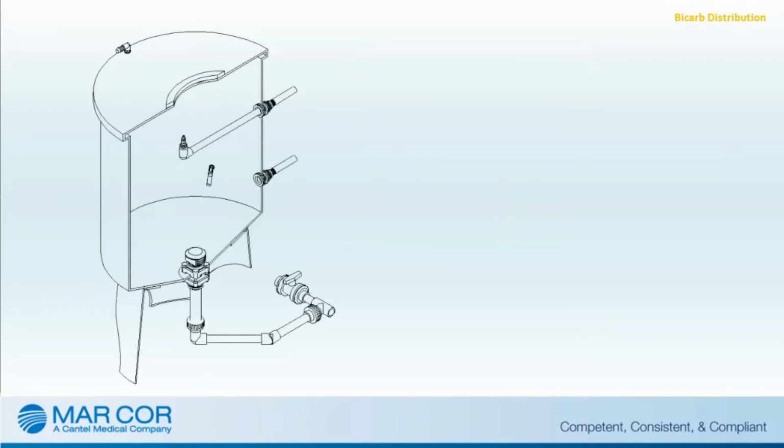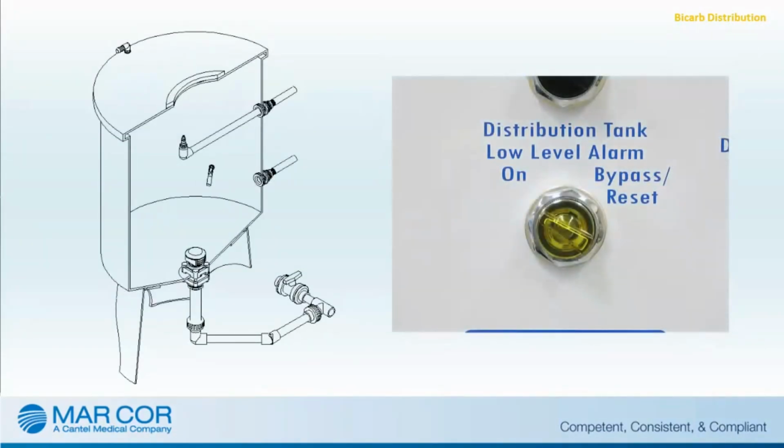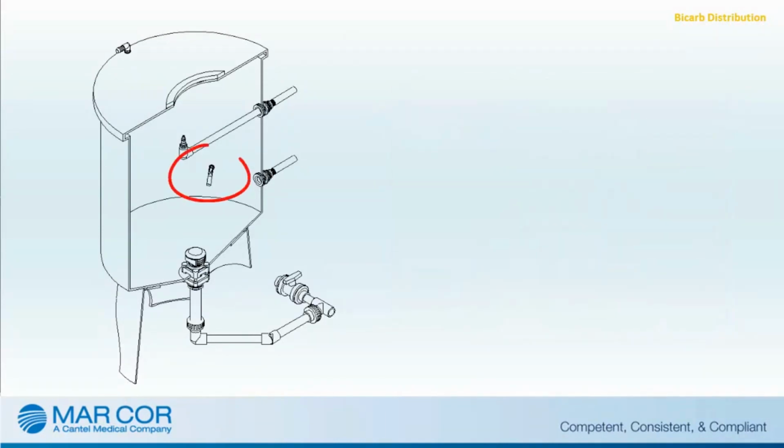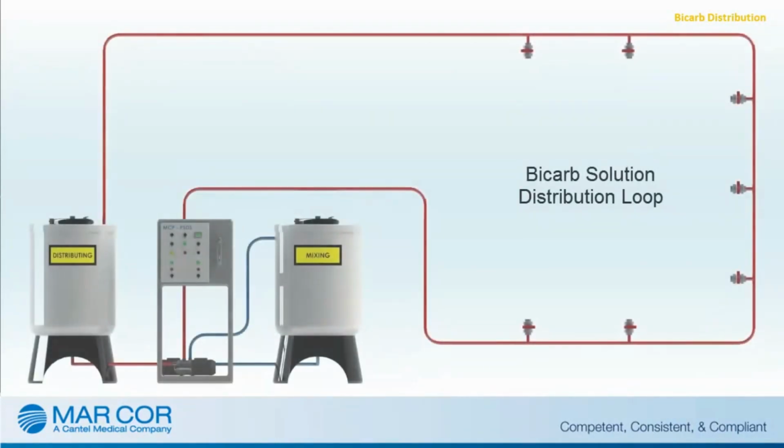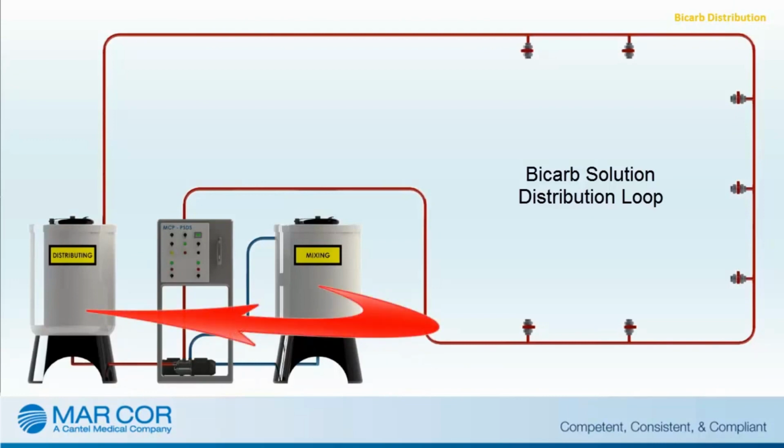The distribution tank does have a low-level alarm that will activate if the level of bicarb falls below the low-level switch. An adequate supply of bicarbonate solution must be constantly available during distribution operations. Refill the distribution tank from the mix tank as necessary and make additional batches of bicarb as necessary. Monitor the distribution tank level periodically throughout the day. An audible alarm will sound to alert the operator when the distribution tank is low.